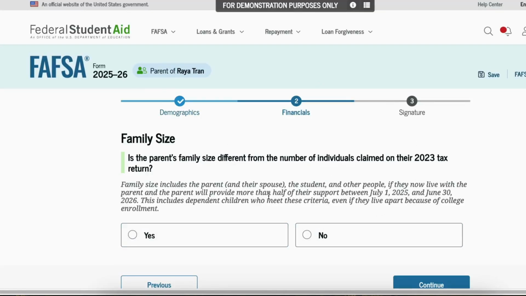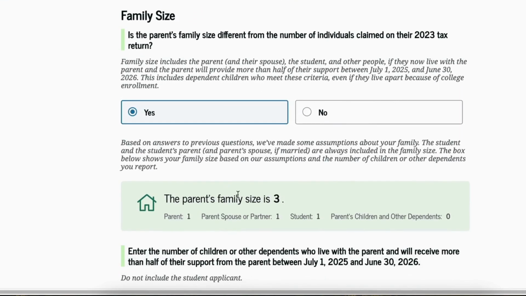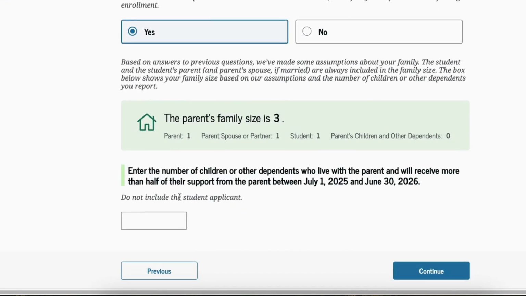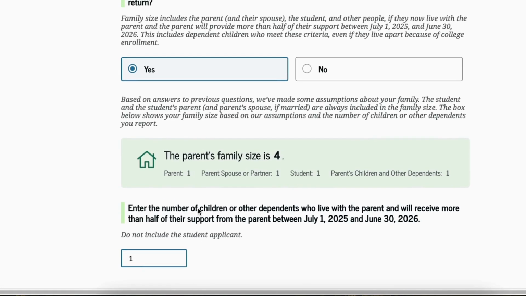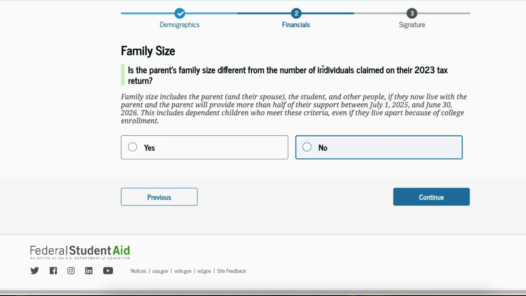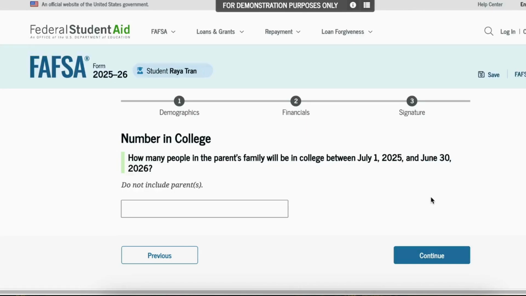Very similar to the student side, if the family size has changed from what they put into their 2023 taxes, you're going to say yes and then put in who is in the family. So if you had another sibling born, you can add another person, or if there's someone else that is not listed in 2023, we're going to do that. I'm going to say no for now, that everything that was on the 2023 taxes is correct. How many people in the family will be in college? If it's just you, it's going to be 1.